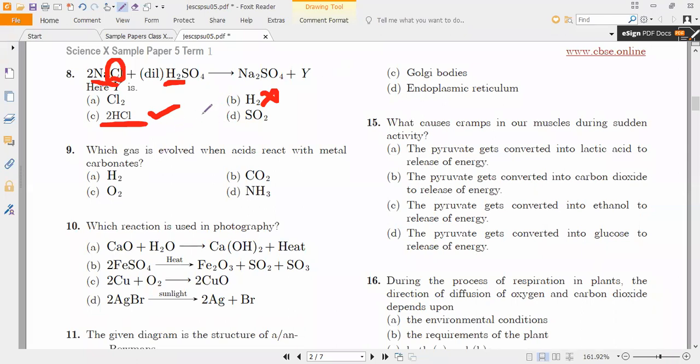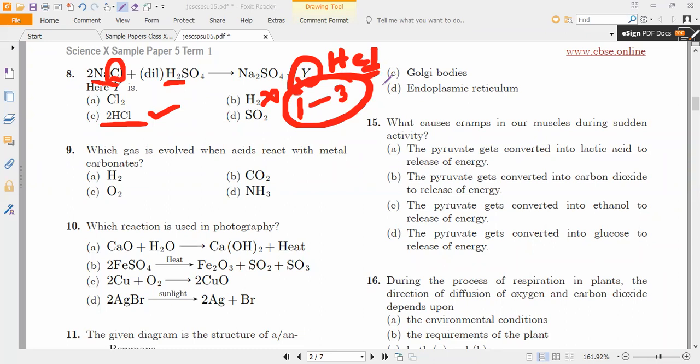Yesterday one question came. Do you remember? Which of the following substances is used in the production of hydrogen sulfide? What is the pH value of the chosen substance? They are asking 1 to 3. Did you notice that? Case based, HCl, sir. Do you remember?